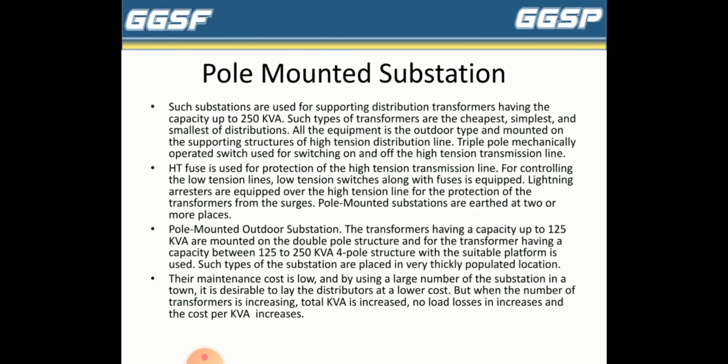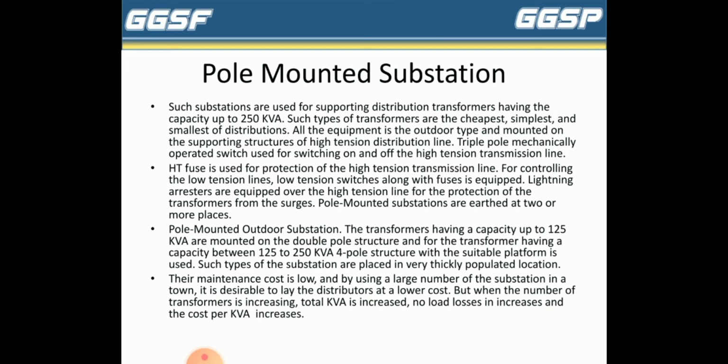Pole mounted substation. Such substations are used for supporting distribution transformers having capacity up to 250 kVA. Such types of substation are the cheapest, simplest and smallest of distribution. All the equipment is of outdoor type and mounted on the supporting structure of the high tension distribution line. A triple pole mechanically operated switch is used for switching on and off the high tension line. HT fuse is used for protecting the high tension line and for controlling the low tension lines. Low tension switches along with fuses are equipped.